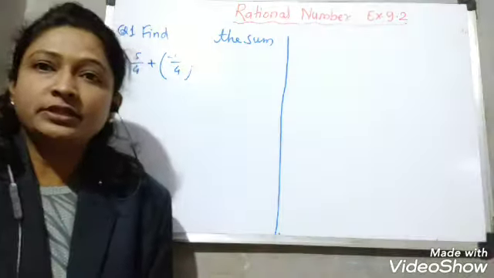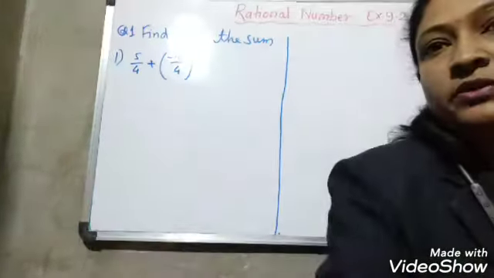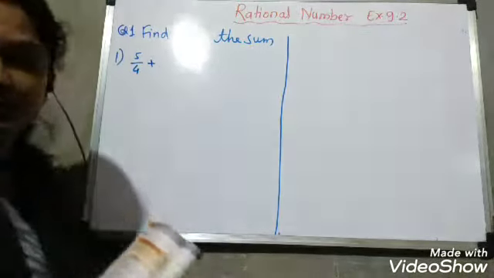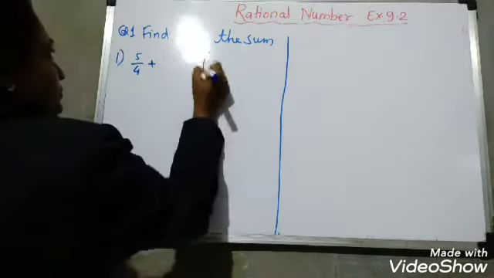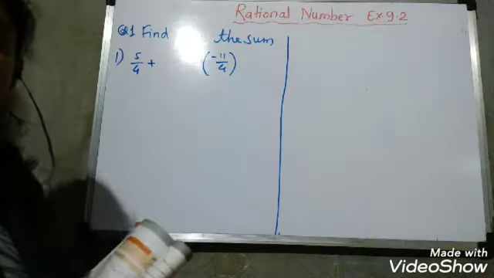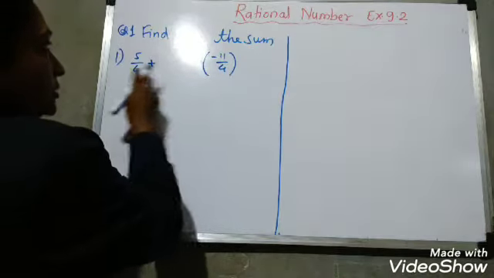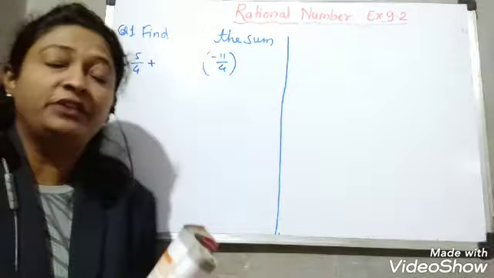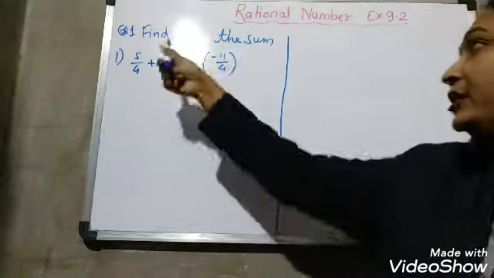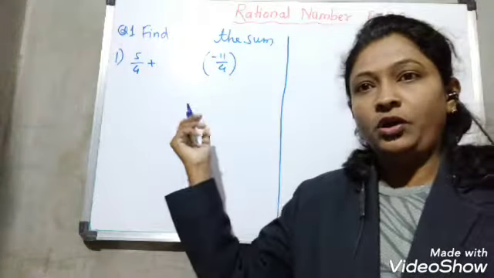Now see students, how to solve this example. First, we will write this minus 11 upon 4. So 5 upon 4 minus 11 upon 4. How will you add this? See students, both numbers have the same denominator, and we know that whenever the denominators are the same, we add only the numerators. Here we have to apply the rule of fractions.